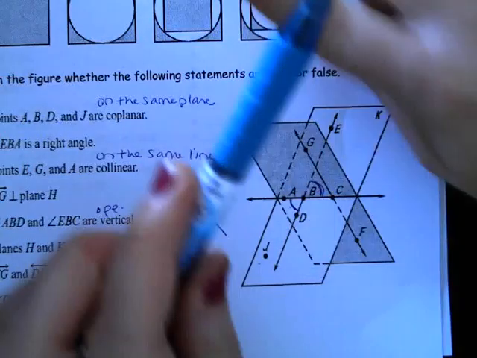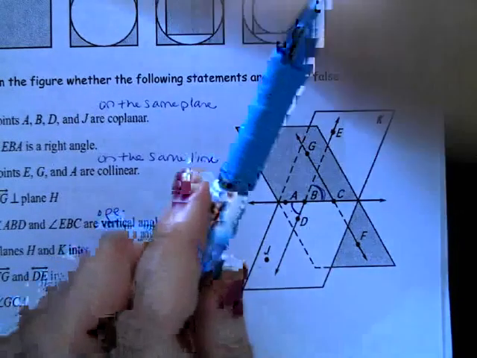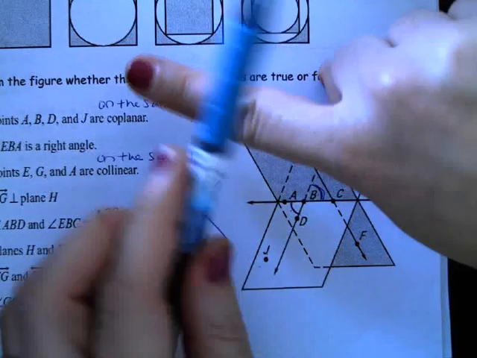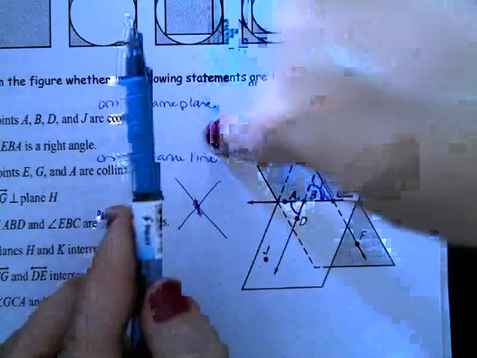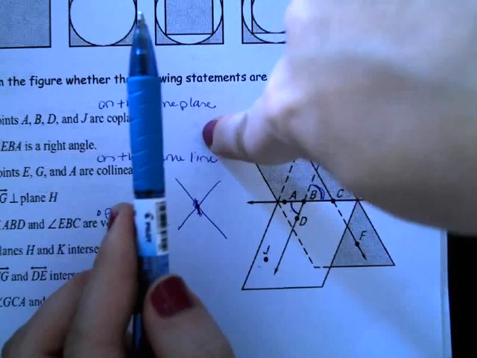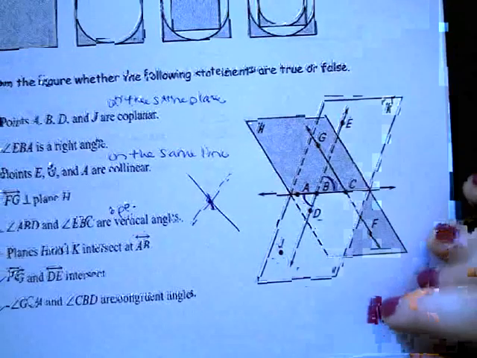So like if you're on top of them, it looks like you may be crossing like this, but if you turn it to the other direction, they're not actually intersecting. They just look like they were from one side. They're almost behind each other. So this is going to be a false because they don't intersect.